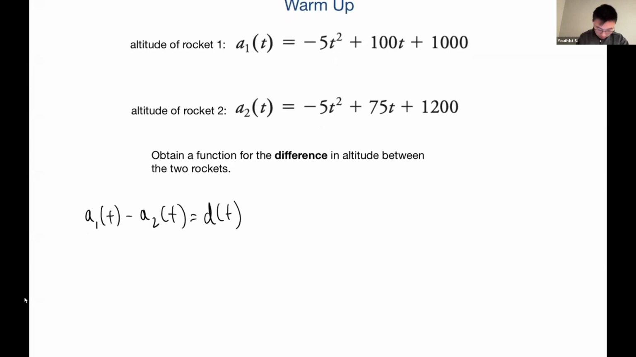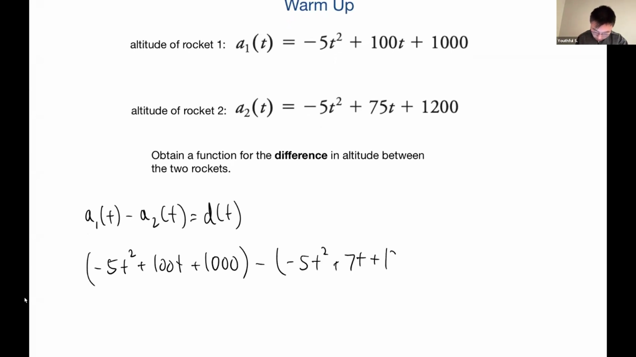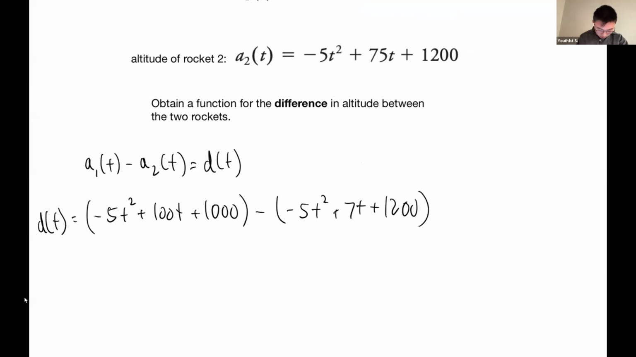So if you were to set it up, you'd have negative 5t squared plus 100t plus 1000. That's a1. And we subtract negative 5t squared plus 75t plus 1200. So that's going to be our distance, our difference. And we just have to do the subtraction.